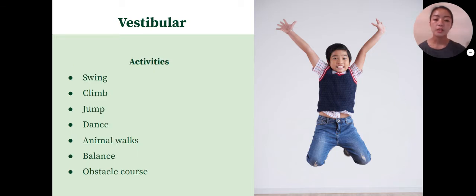Here are some general activities to promote vestibular input. This is just to give you an idea of different types of vestibular movements. These are not meant to be a solution, and they're definitely not a one-size-fits-all. So you have to do some trial and error to see what works with your child. We'll collaborate with you to recommend appropriate activities that fit your child's interests and needs, as well as the needs of you and your family. Some ideas are swinging, climbing, jumping, dancing, animal walks like bear walks or frog jumps, balancing, and obstacle courses.